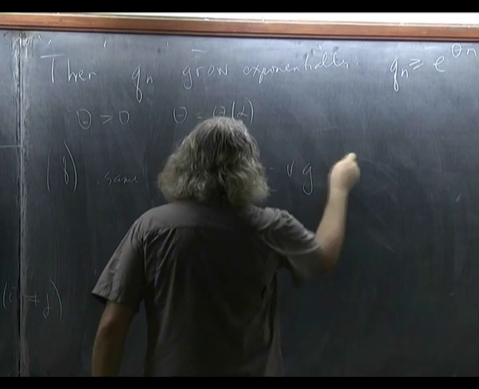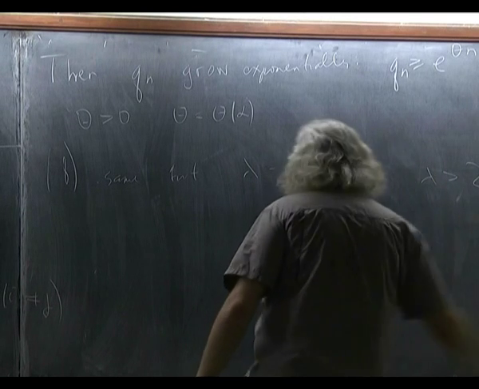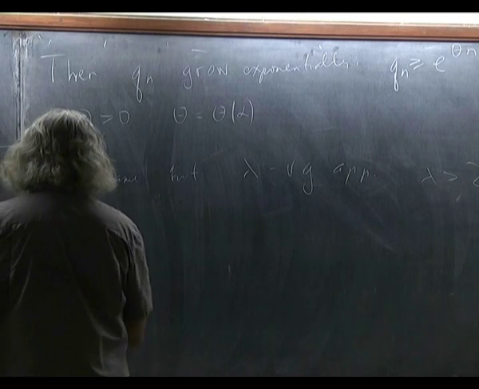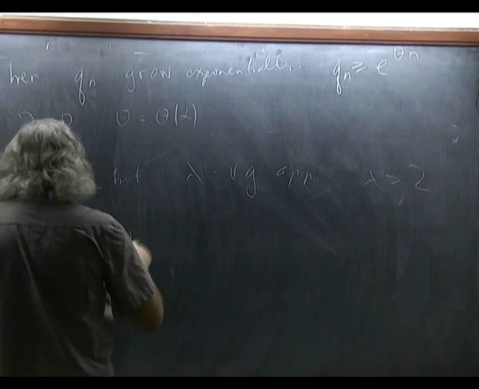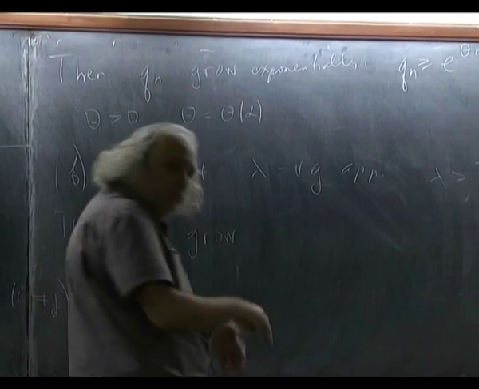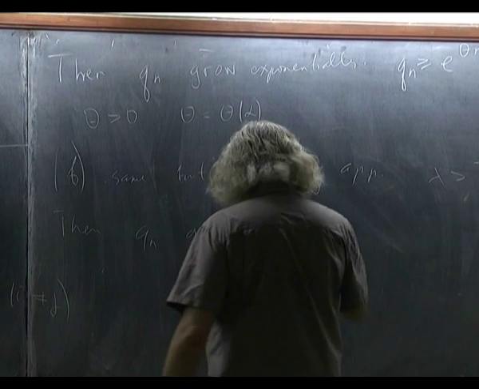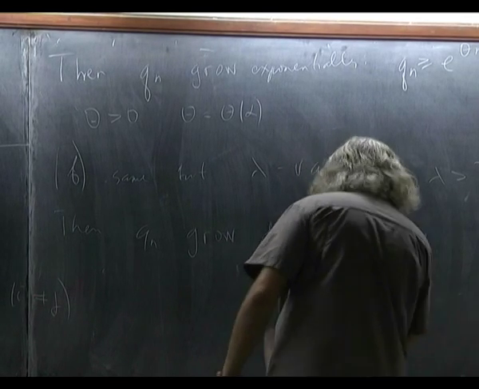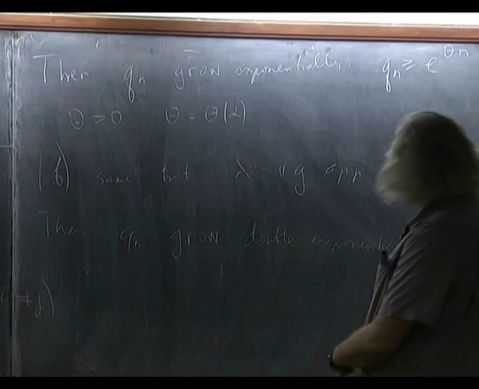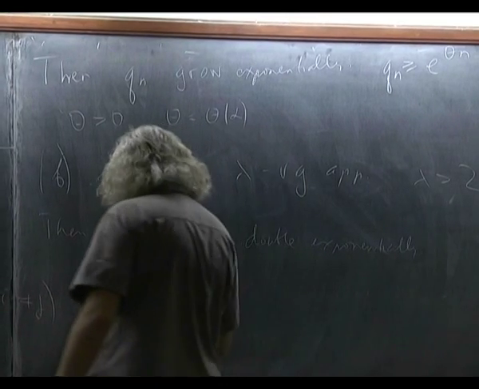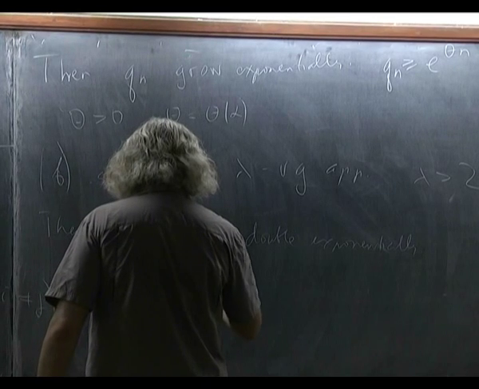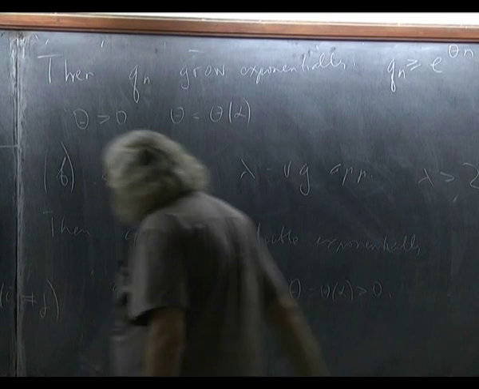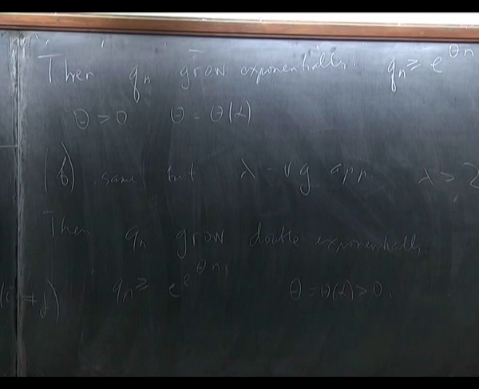Now part B, same, but lambda-very good approximations with lambda bigger than 2. Then Qn grows double exponentially, even much weaker, much sparser. So we have Qn bigger than e to e to theta n. And it's quite easy to see.